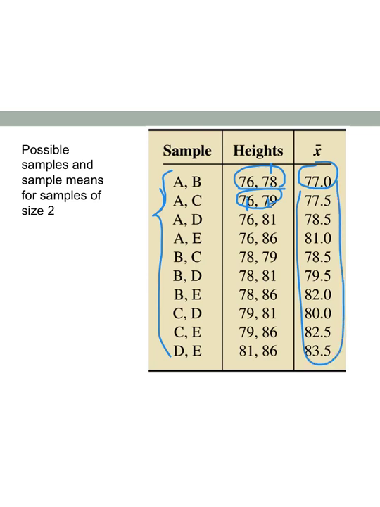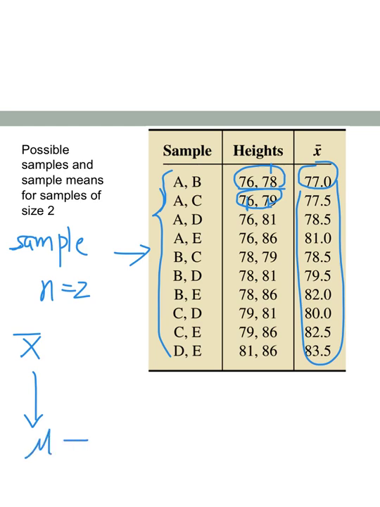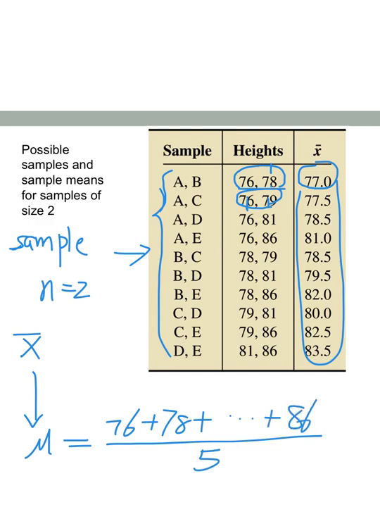Okay, now I have the sample information, and this is my sample information for my sample size equal to 2. Now I want to use the sample mean to help me estimate the population mean. The population mean is the height of these 5 basketball players added together and then divided by 5. After calculation, we get 80.